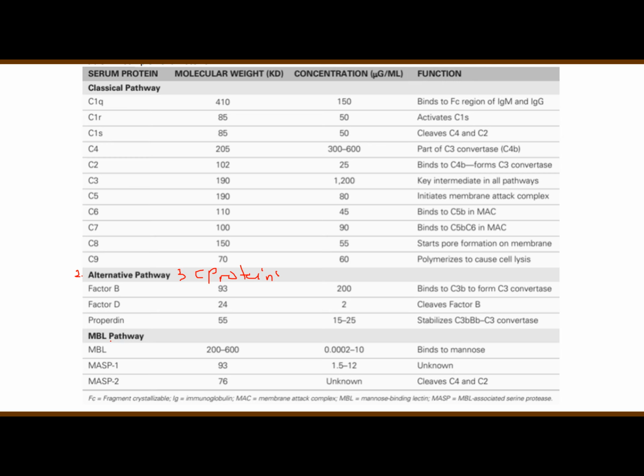Then for the MBL pathway, you have your MBL. This is the mannose binding lectin, which would bind to the mannose. MASP1 has an unknown function. MASP2 would cleave C4 and C2. So do try to memorize this table, class, excluding the molecular weight and the concentration. They might be included in your exam and in your coming quiz.